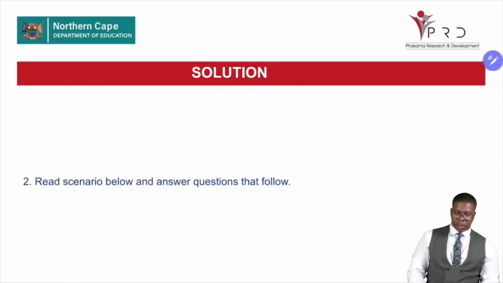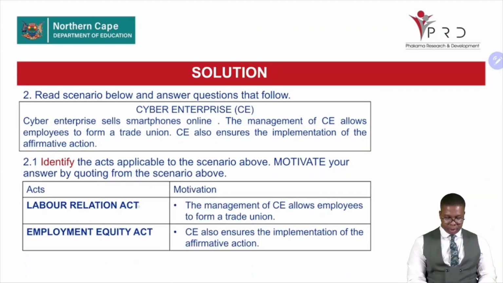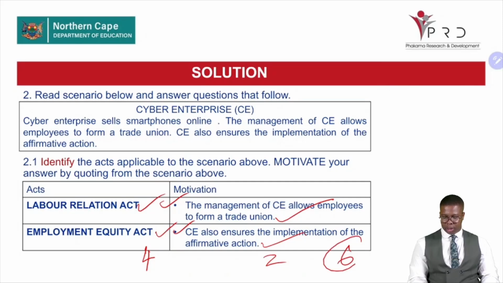Now, the solutions, as I've outlined, the solutions should be labor relations, because of what? The management of Cyber Enterprise allowing employees to form a trade union. And then we should also have what? Employment equity, because Cyber Enterprise also ensures the implementation of affirmative action. So 4 and 2, and the total is 6.